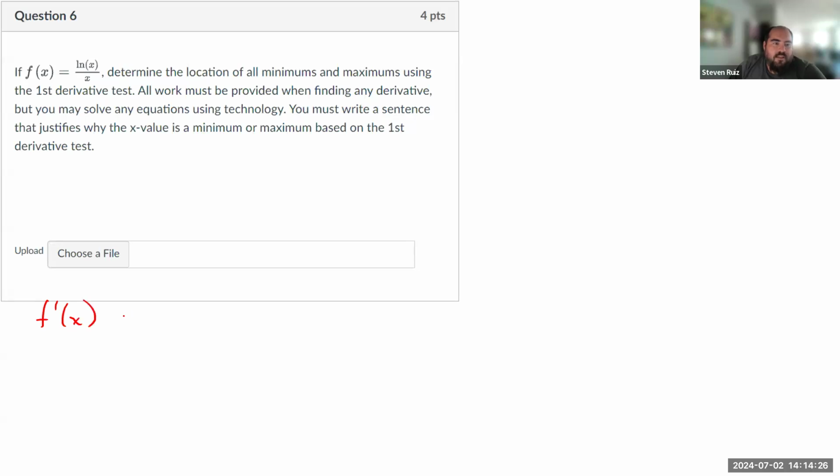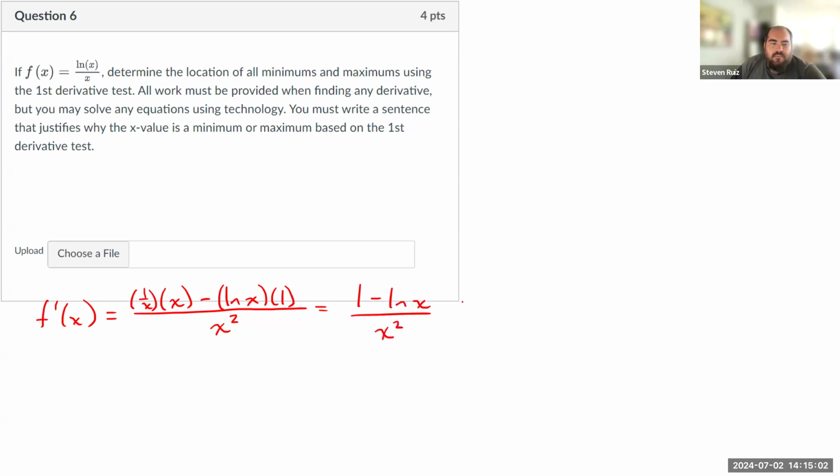How do I find the first derivative of natural log of x over x? I'm going to need the quotient rule. So what's the derivative of natural log of x? That's 1 over x multiplied by the denominator, so that's x, minus natural log of x times the derivative of x, which is 1, all over the denominator, which is x squared. So if I simplify a little bit, which I recommend, then what do I get here? I'm going to get 1 minus natural log of x over x squared.